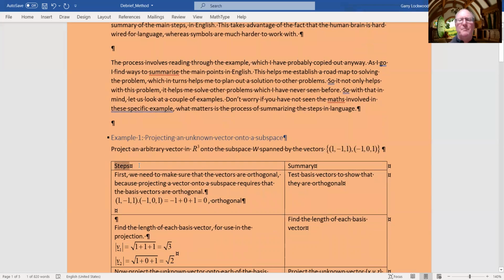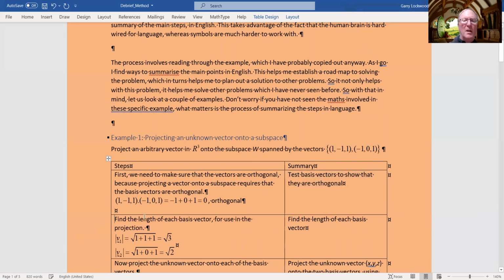Anyway, the calculation is not that important, it's the summary. So here are my steps. The first thing that we need to do is make sure the vectors are orthogonal. These two basis vectors have to be orthogonal, and if they're not, we would have to make them orthogonal. I've taken a vector dot product here, and that is 0, so they are orthogonal. Check, passes that. So my English language summary of that step is: test basis vectors to show that they are orthogonal. Beautiful. If they weren't, I'd have to make them orthogonal. That's a whole different problem. But anyway.